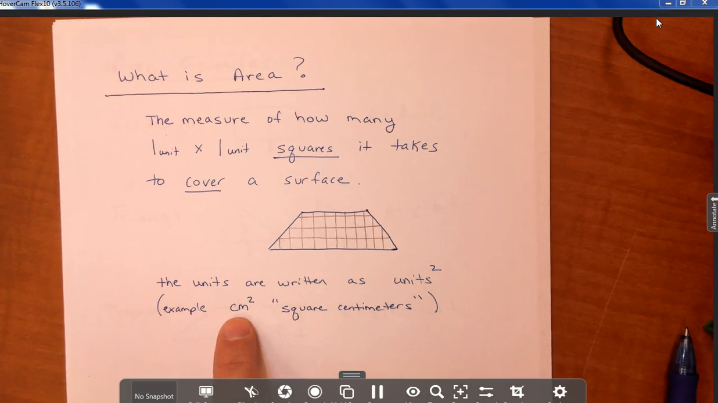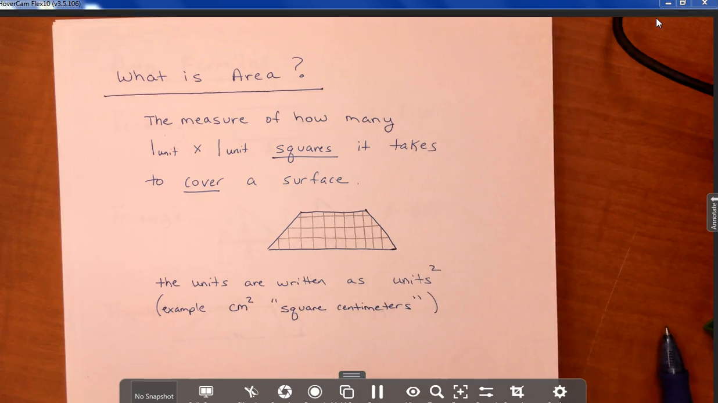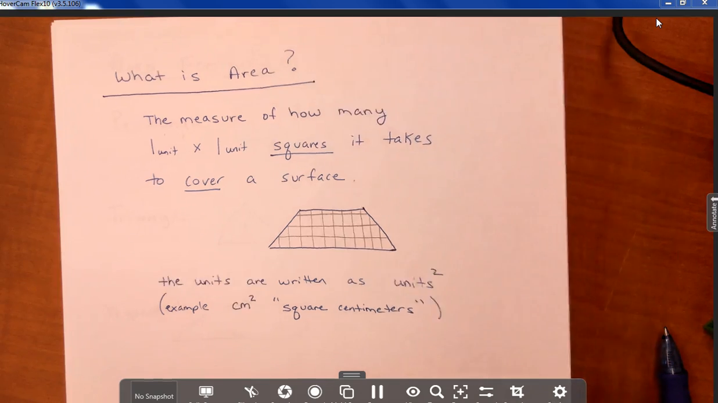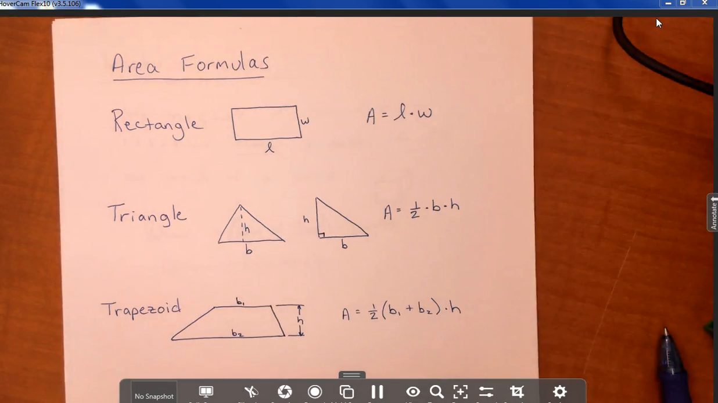So as an example, when you see this, that exponent of 2 means that it's square centimeters. Okay, what we're measuring and recording is how many squares that were 1 centimeter by 1 centimeter in length it took to cover a surface. All right, so if we're going to calculate area, we need to be familiar with some area formulas. So here are some common area formulas for you.